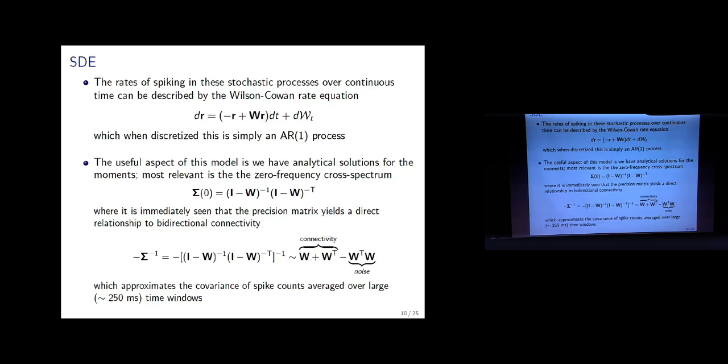And the most useful thing that we will use this equation for is the fact that it has analytical solutions to stuff like the cross covariance, and in particular, the cross spectrum, which is the Fourier transform of that. The specific algebraic form of the zero frequency cross spectrum can be explicitly expanded to give a one-to-one relationship between bidirectional connectivity and precision. So this is kind of analogous to all the stuff we talked about with Gaussian graphical models, except this is a process that's varying in time.